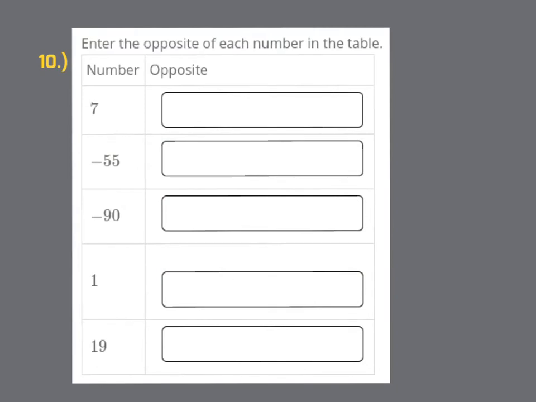Enter the opposite of each number in the table. Well, this one is easy. The opposite just means it's the opposite number on the number line. So 7 right now is on the positive side. Whoopsie. And I want it to now be on the negative side. So the opposite of 7 is negative 7. Going right along that same theme, negative 55. I'm going to go in the opposite direction on the number line. So that gives me positive 55. Next one, negative 90 gives me positive 90. The opposite of 1 is negative 1. And the opposite of 19 is negative 19.